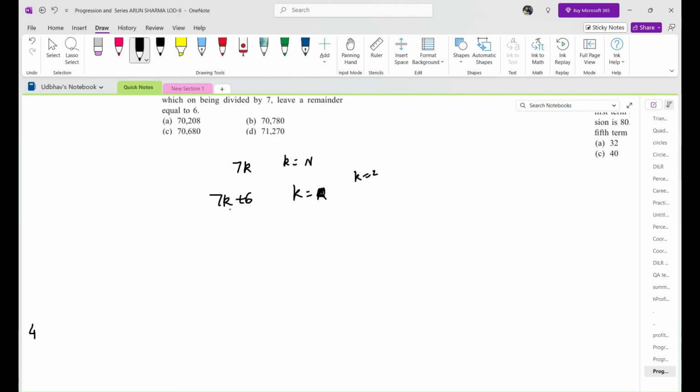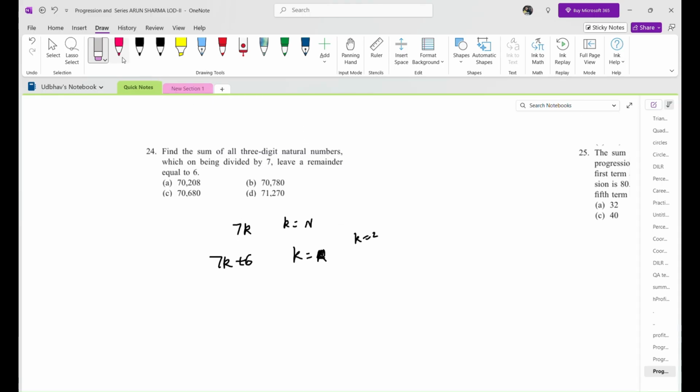7 into 2 is 14. 14 plus 6 is 20, right? And when we divide 20 by 7, we get the remainder as 6, right? So that's the main concept of it. Let's move forward.